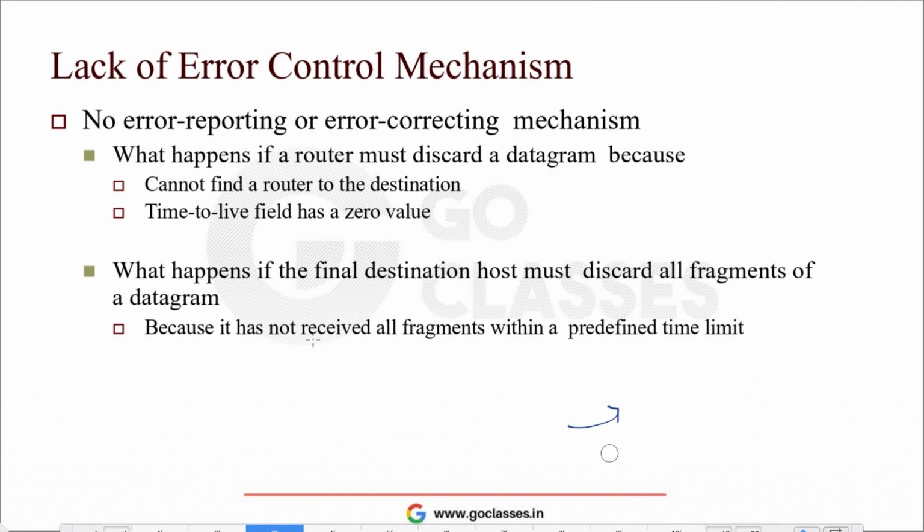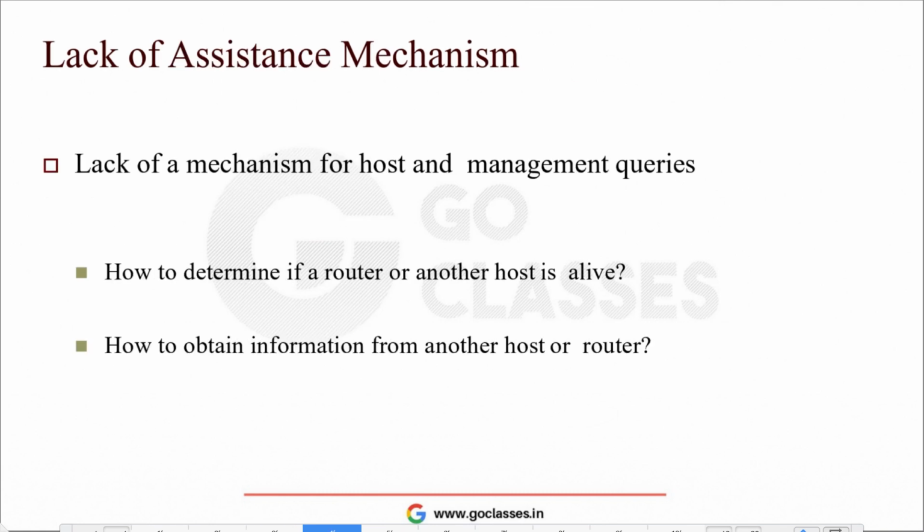So ICMP is just an attempt to tell the source, or for a router in between to tell it, that the packet has been discarded because of some reason, and the ICMP packet also specifies the reason.